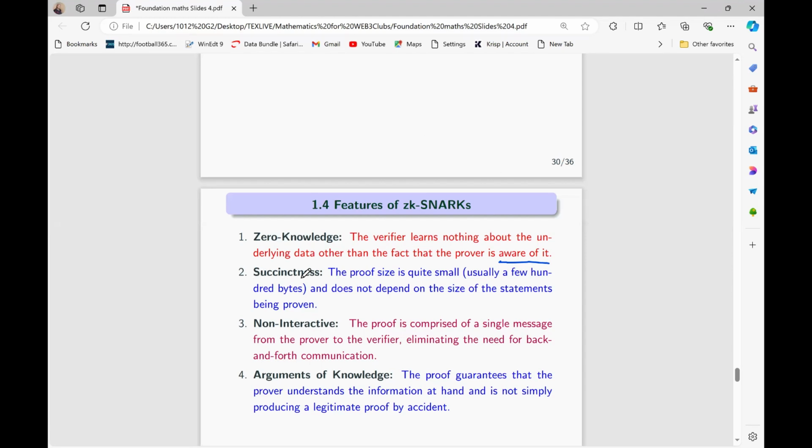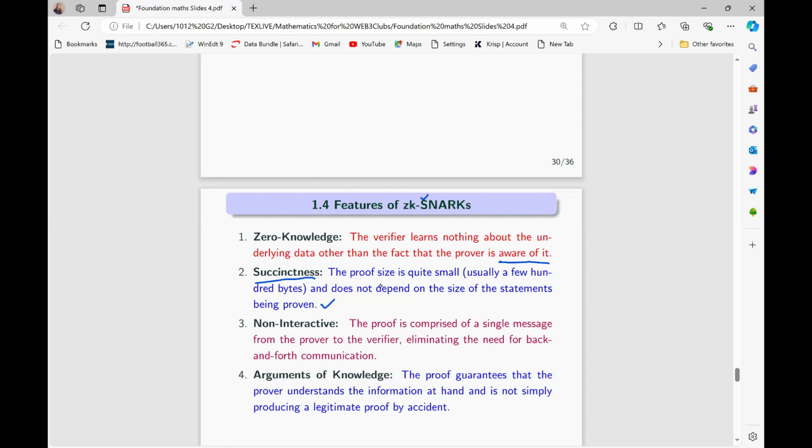Now, what is this succinctness? That is coming from the S. From the S, we are saying that the proof size should be smaller than the witness. I'm saying the proof size is quite small, usually a few hundred bytes, and it does not depend on the size of the statement being proved. So the statement being proved could be longer, but the proof is supposed to be short. That is what I mean by succinctness.